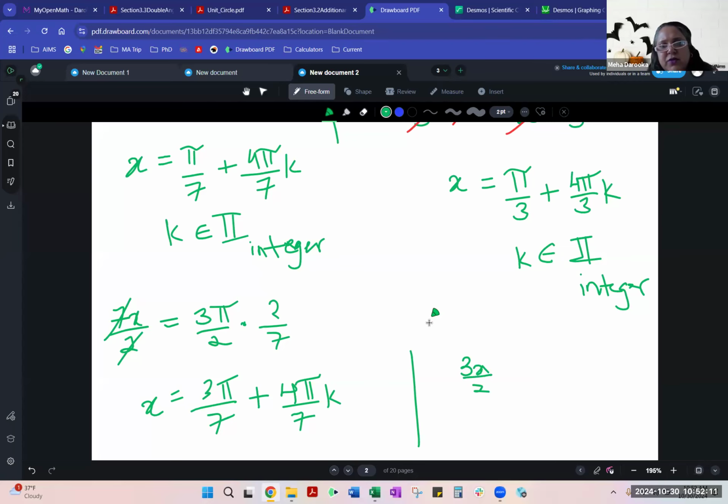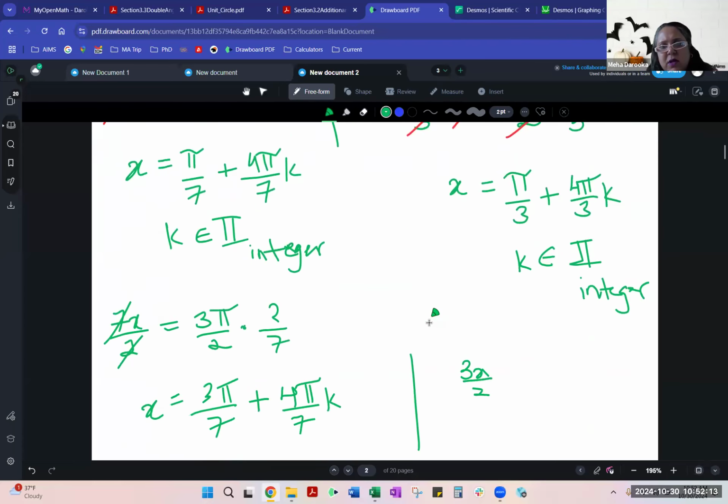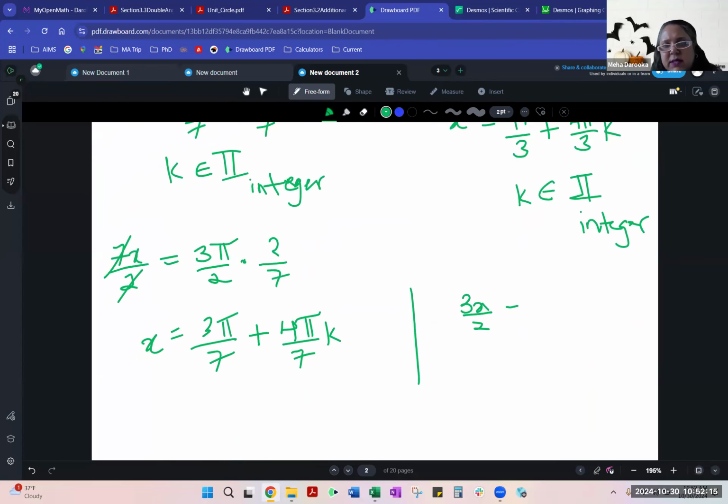And then on the other side, we had 3x over 2 is equal to 3 pi over 2. So again, when you move that to the other side, we have 2 over 3. So you end up getting x equals, 2 cancels out, 3 and 3 cancel out. So you actually just end up with pi.